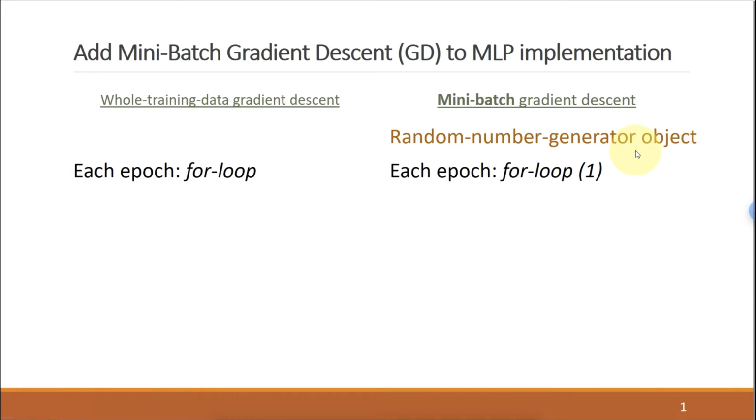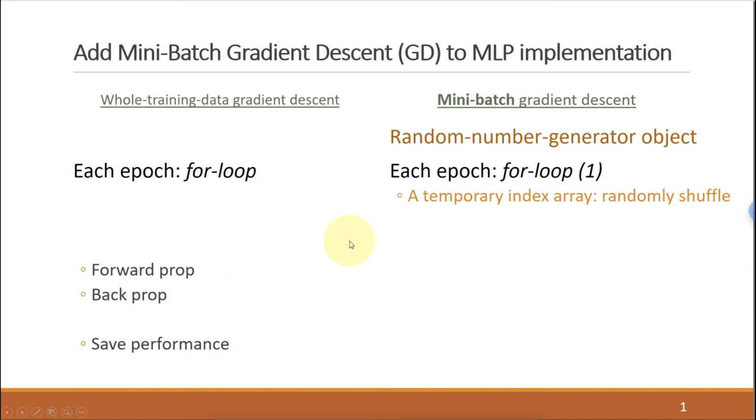I'll talk about that shortly. Now, for the whole training set gradient descent, in each for loop of an epoch, you simply do the forward prop and the backward prop. After doing the back prop, you proceed to calculate the performances and save the performance, including the cost value and accuracy value of this epoch.